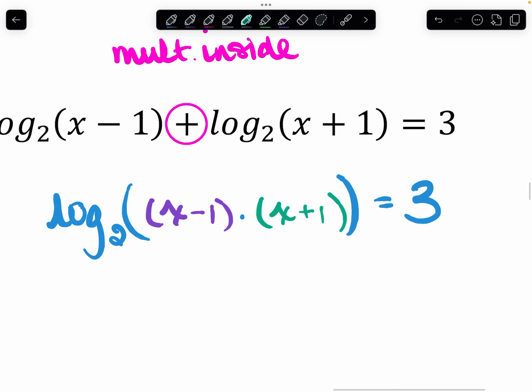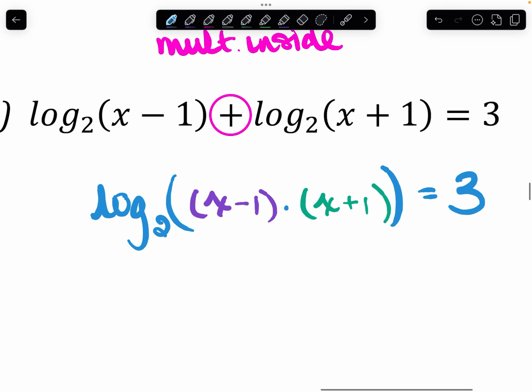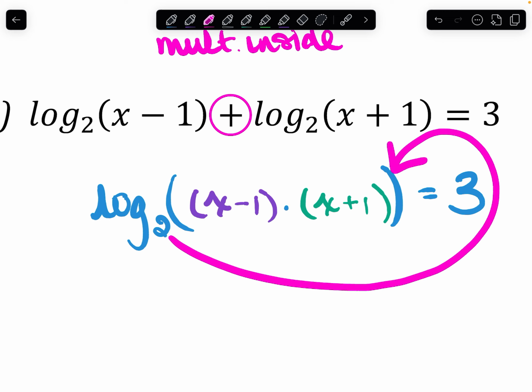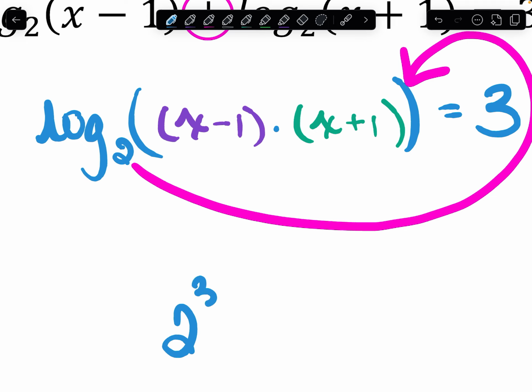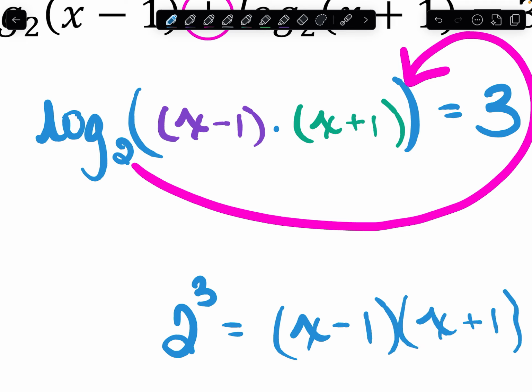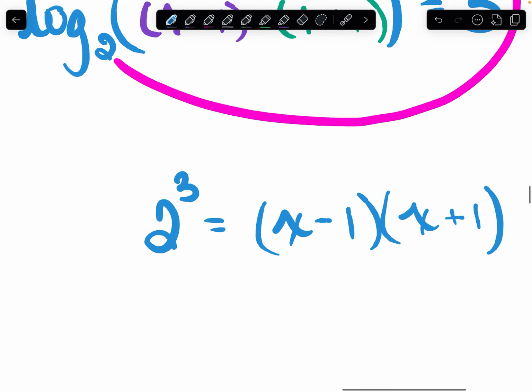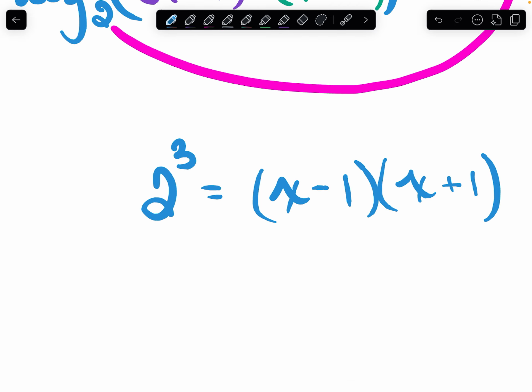All right. So this log is now completely isolated. There's nothing outside of it, and it's also down to 1, so we can go to exponential form. Start at the base 2, counterclockwise loop around. So we're going to get 2 raised to the third power equals the inside, which is x minus 1 times x plus 1. Oops. All right, 2 to the third, not 6. Be careful, it's an exponent. That's 8.